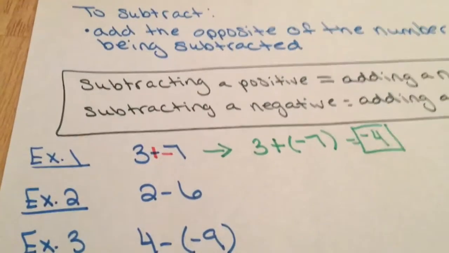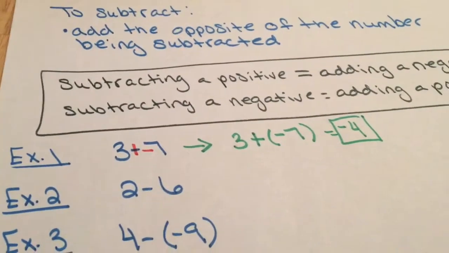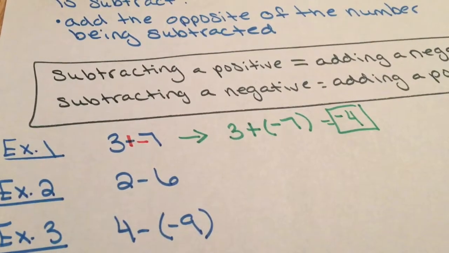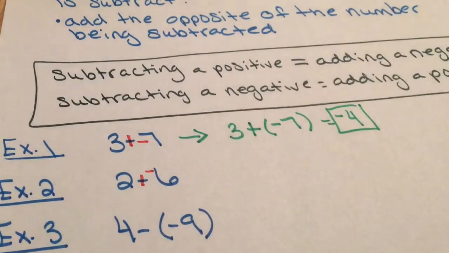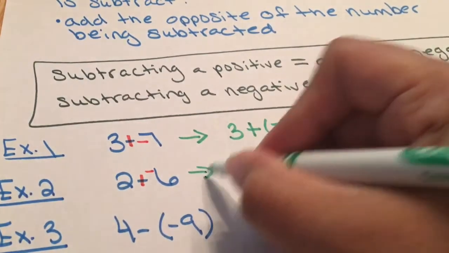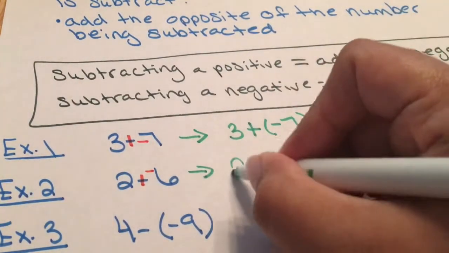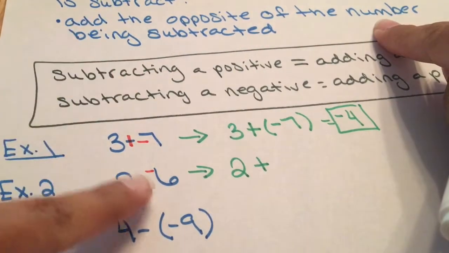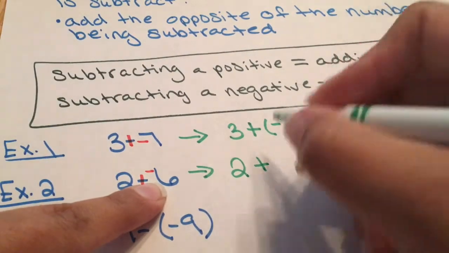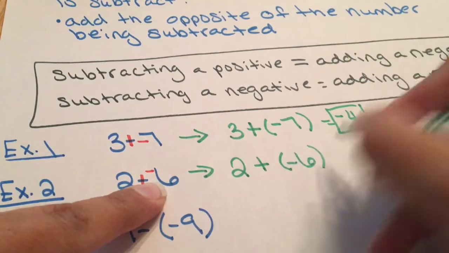On our example 2, we have 2 minus 6. Again, we add the opposite of the number being subtracted, or we change the sign and what's behind. So it was a positive 6, now it's a negative. Or if I just want to rewrite this as an addition, it was 2, then we're going to add the opposite of the number being subtracted. What was being subtracted was 6. The opposite of 6 is negative 6.